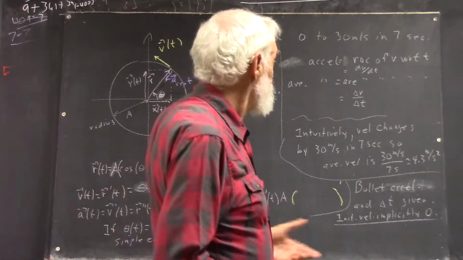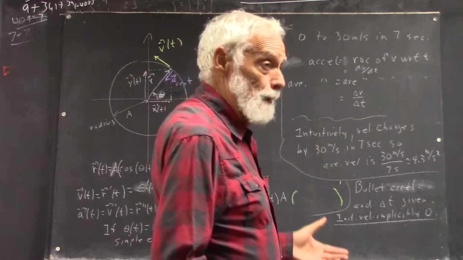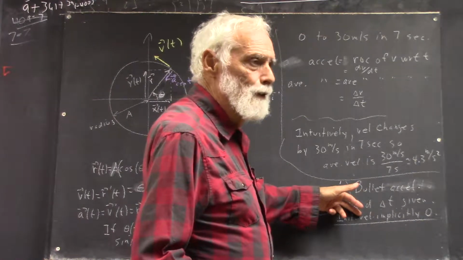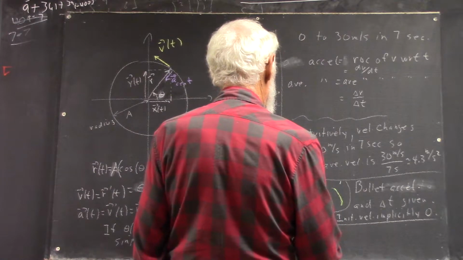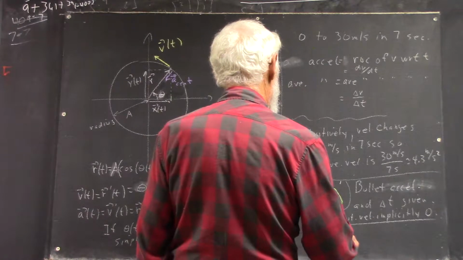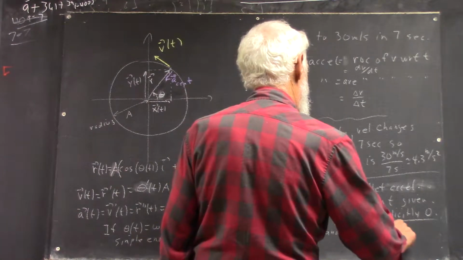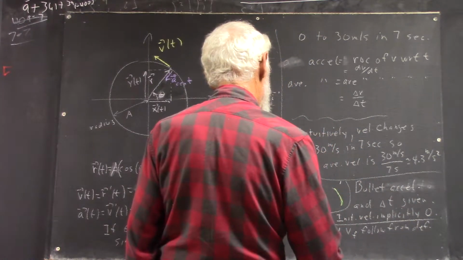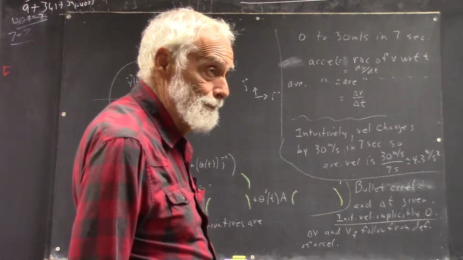What definition's involved? That's the only definition that's involved in the first step. You can't determine anything else until you figure out the velocity. Okay? Delta V and VF follow from the definition of acceleration.